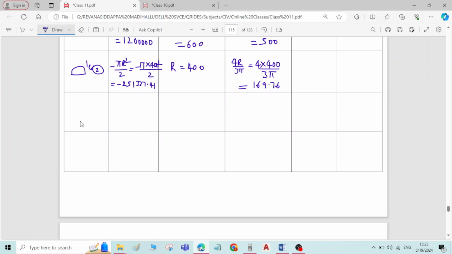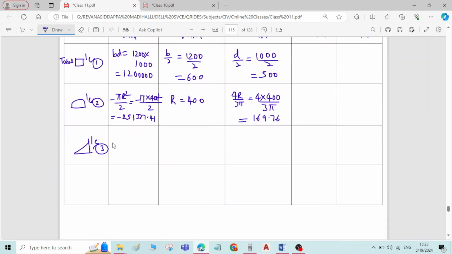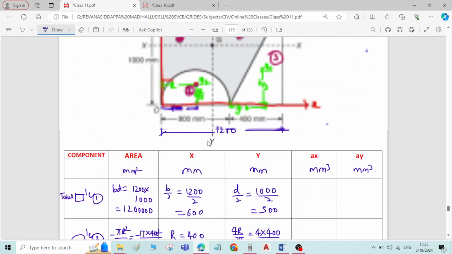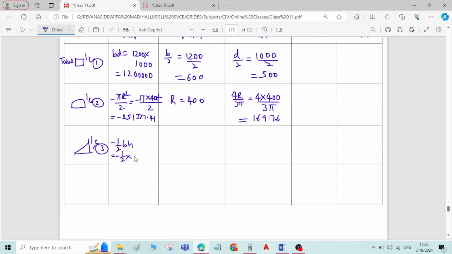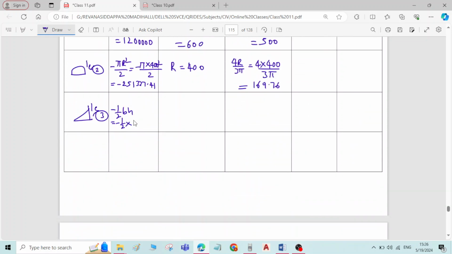Then the right angle triangle 3, the third component. This is also an unshaded portion, so take the negative sign. Minus half into base into height. So minus half into the base of the right angle triangle, 400, and height is 1000, as given. Into 1000. The area is minus 2 lakhs.